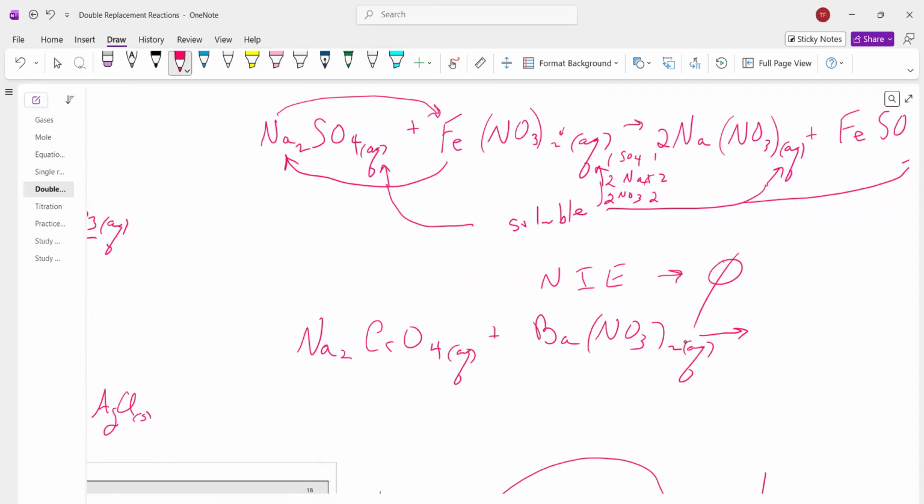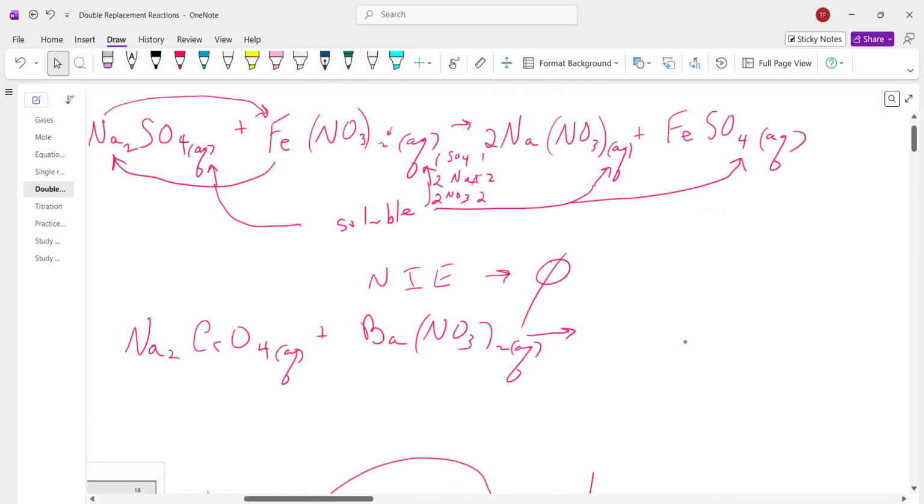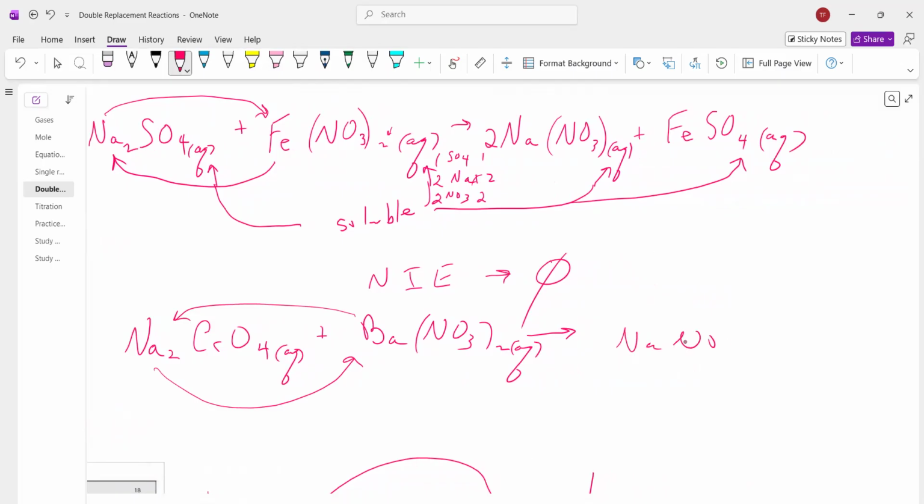Okay, so we have sodium chromate, barium nitrate. So when we do a swap now, we're going to end up with sodium nitrate plus barium chromate.